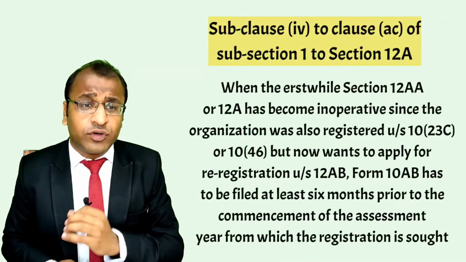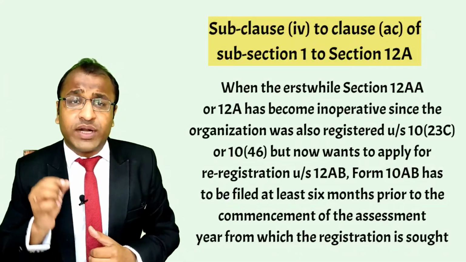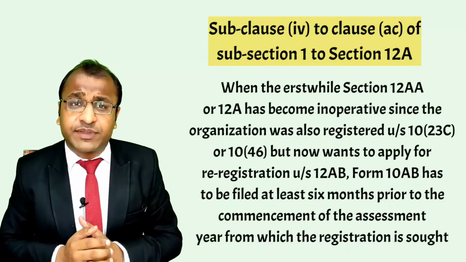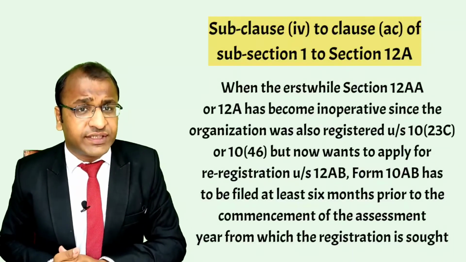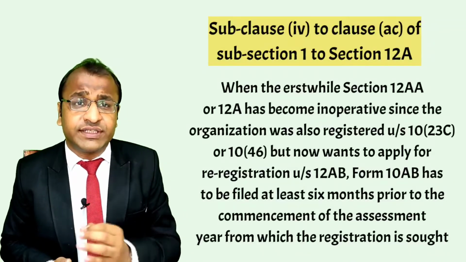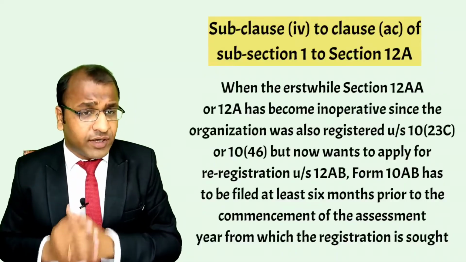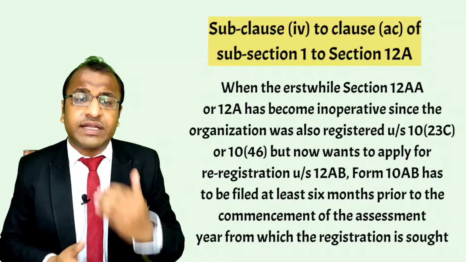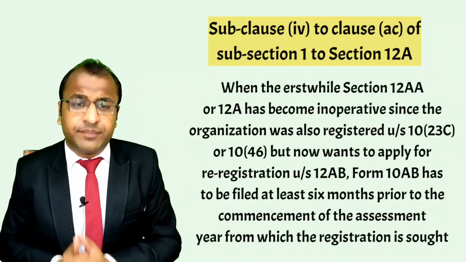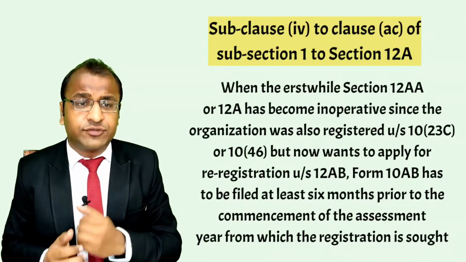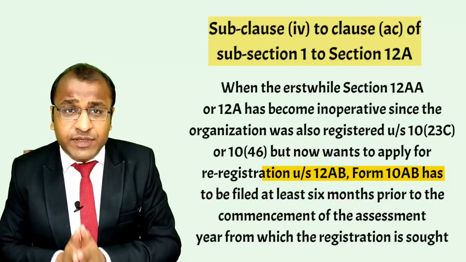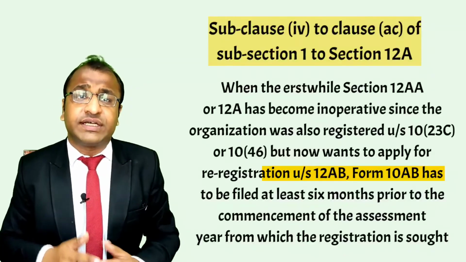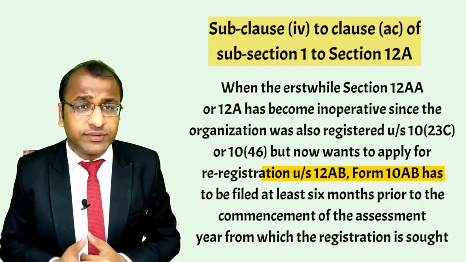Under subclause 4, when the erstwhile section 12AA or 12A has become inoperative since the organization was also registered under section 10(23C) or 10(46) but now wants to apply for re-registration under section 12AB, Form 10AB has to be filed at least 6 months prior to the commencement of the assessment year from which the registration is sought.